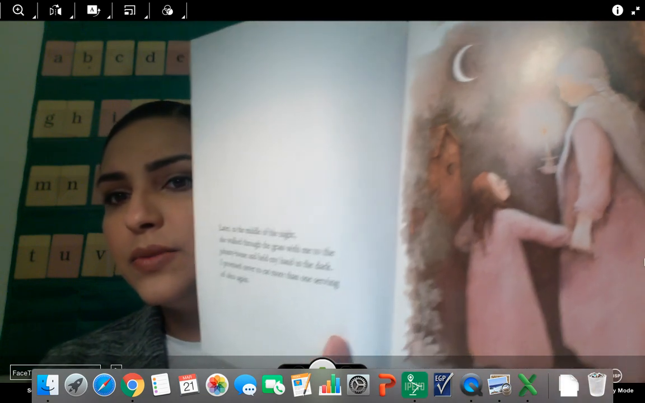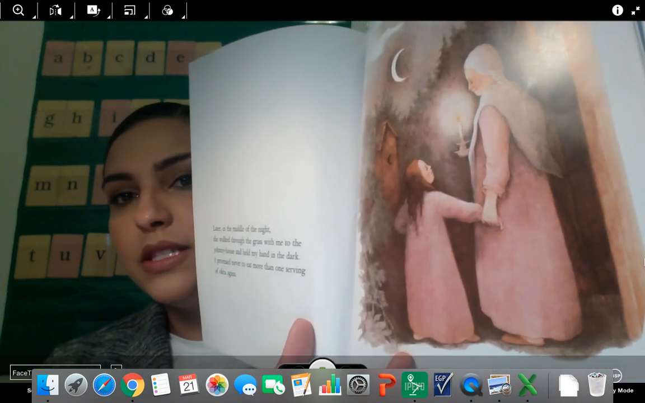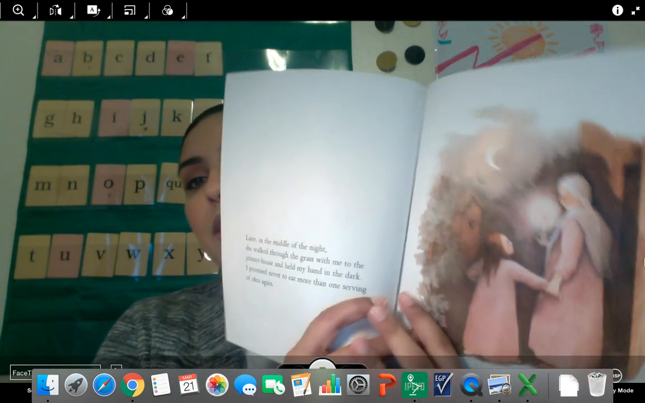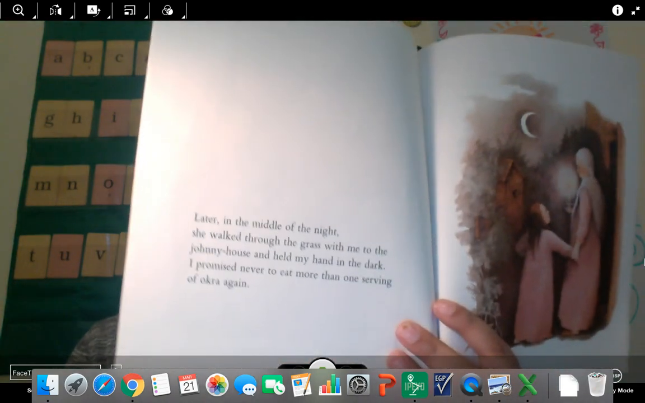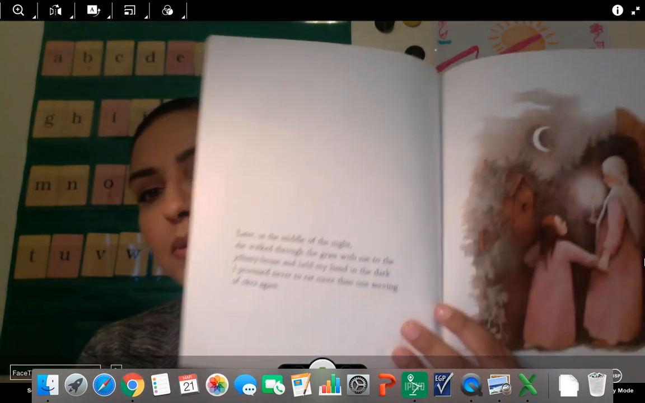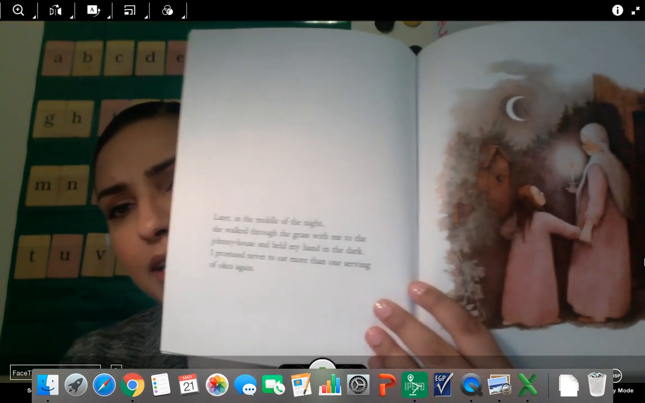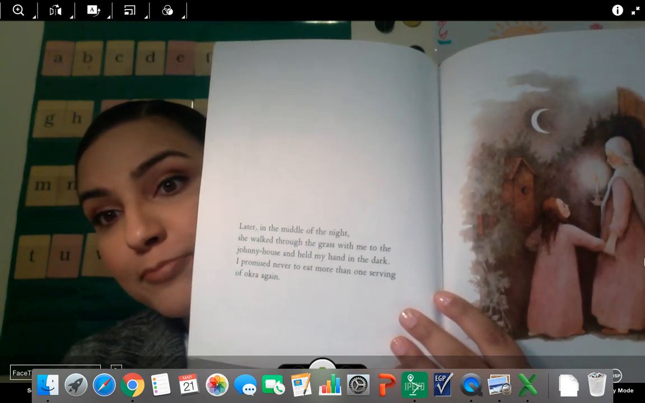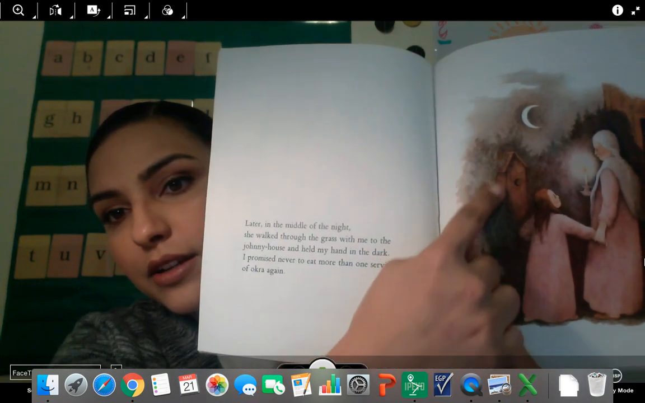Now, in our class, we did talk about what okra was. It's just a type of vegetable that they ate, that some people still eat. And it made her have to go to use the Johnny house. Now, who remembers what a Johnny house is?